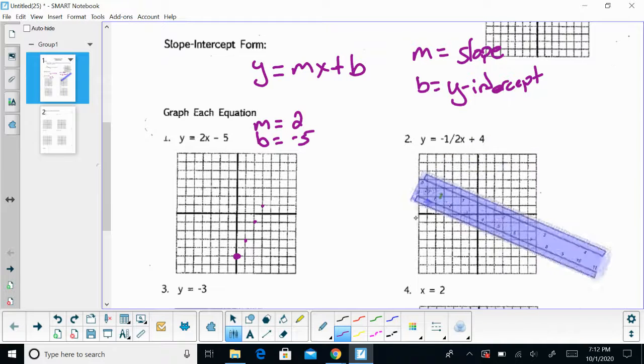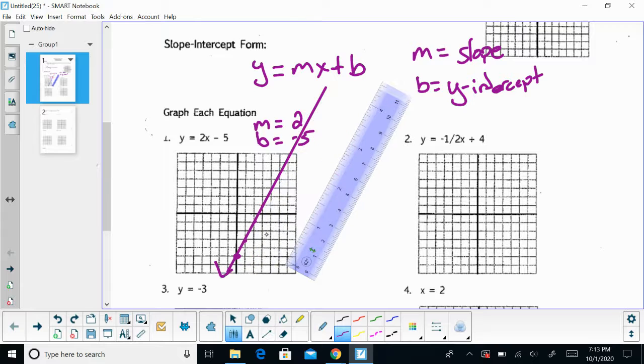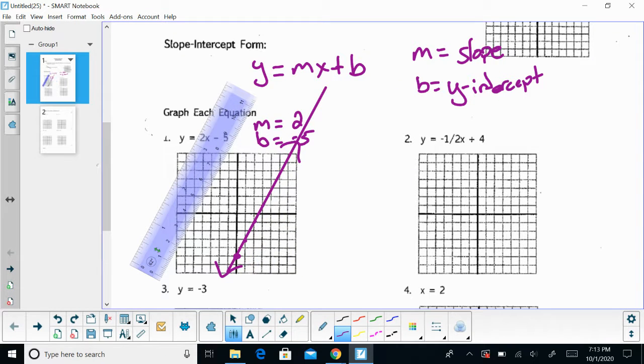Now I'm going to bring my handy dandy ruler over here. There he is. Draw my line. We're in high school, and not only are we in high school, but we're seniors, so we can draw our arrows on the end.